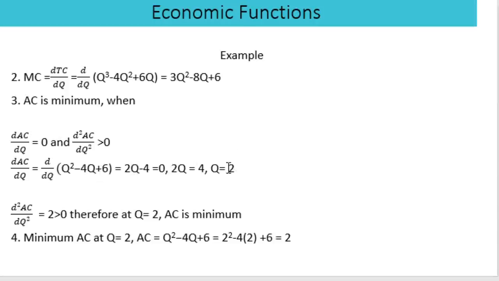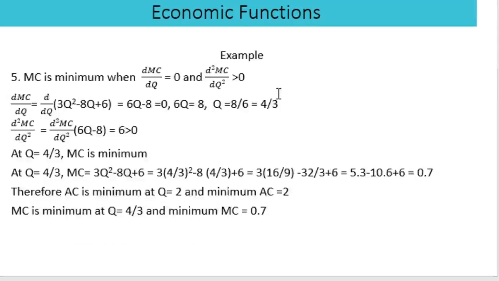Then check the second order condition, d square by dq square of AC, that is, take the differential of this function with respect to q. Then d by dq of 2q minus 4 is 2. Therefore it is greater than 0. Therefore at q equal to 2, AC is minimum, that is, both the conditions are satisfied. Minimum AC at q equal to 2 is, substitute q equal to 2 into the AC function. Then we will get the value as 2.